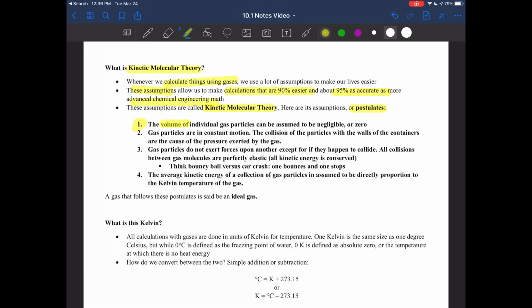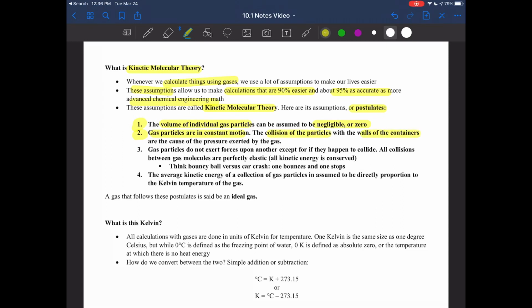So the first postulate here says that the volume of individual gas particles or molecules can be assumed to be 0 or negligible. So when you walk around a room and you see all these gas molecules around you, well, it's hard to see. They take up almost 0 space. So we're going to assume that gas particles actually do take up 0 space. They have 0 volume.